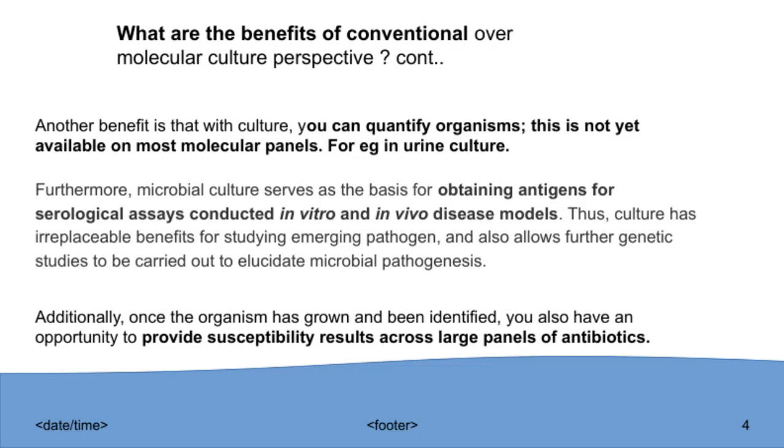One additional benefit of the conventional culture approach is that it allows us to quantify organisms, which is something most molecular panels currently cannot do. For example, in urine cultures, we can determine the actual number of bacteria present, giving us valuable information for diagnosis and treatment decisions. Culture also forms the foundation for producing antigens used in serological tests, both in the lab and in live disease models. This makes culture irreplaceable when studying emerging pathogens, as it enables us to conduct further genetic research to understand how these microbes cause disease.